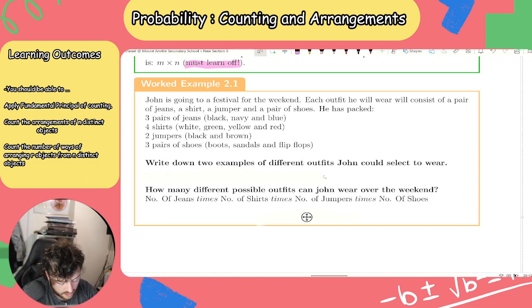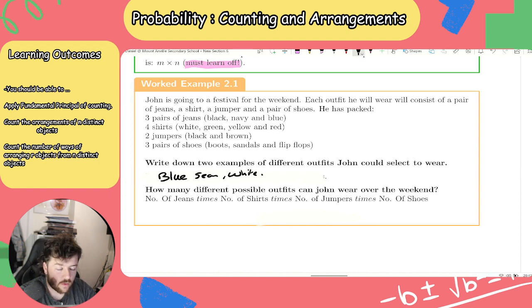So, an example of an outfit John could wear. He could wear blue jeans, white shirt, to quote Lana Del Rey there. You can wear blue jeans, white shirt. You can wear a black jumper, and then he can wear boots. Right? So that is a combination of outfits.